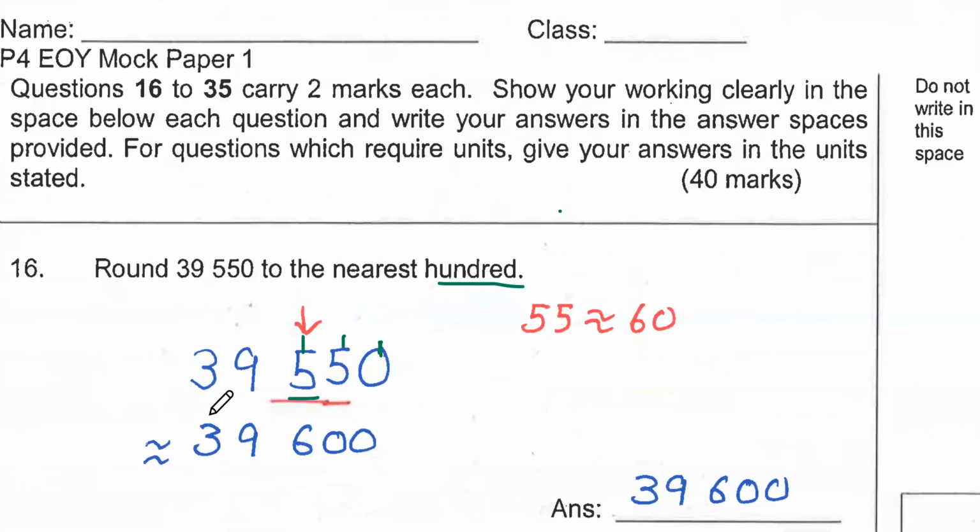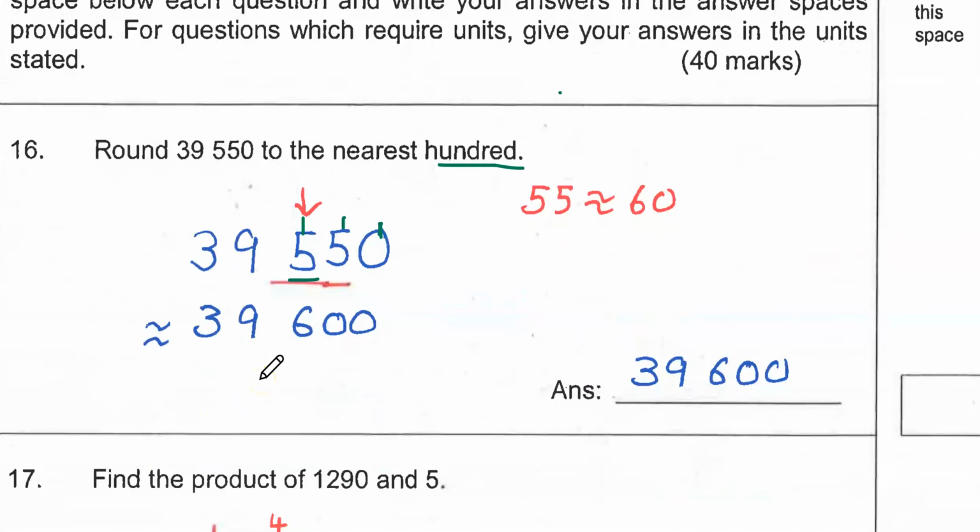This is Mock Paper 1, Section 2, the fill in the blanks. Alright, question 16. All you have to do, first write down this number, write it down big here. When you say round to the nearest 100, all you have to do is point the arrow at the digit in the hundredths place. This is 1, 10, and this is 100.